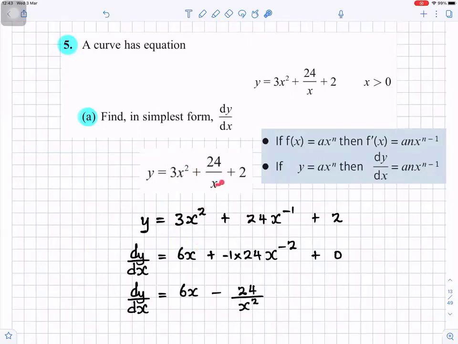If we take x to the top, it becomes x to the minus 1. So you multiply by minus 1, it gives you minus 24. You subtract 1, it becomes minus 2. So it's minus 24 over x squared. And when you differentiate 2, you get 0. So your answer for dy over dx is 6x minus 24 over x squared.